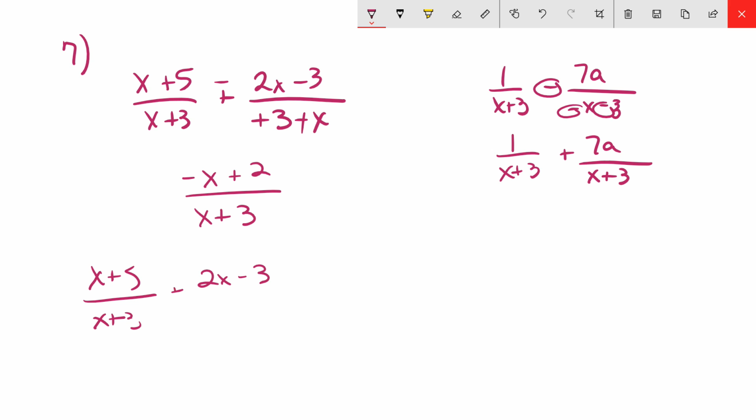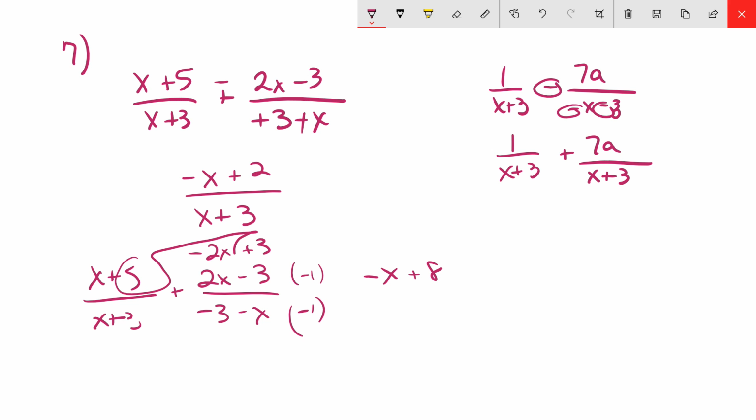So no, this was originally positive. Sorry. And here we have this negative 3, negative x. If I multiply both by negative 1, then this comes out now to be a negative 2x, and this comes out to be a positive 3. All right, and then when I put those together, my x's still give me a negative x, but now this gives me a plus 8. See, these two together.